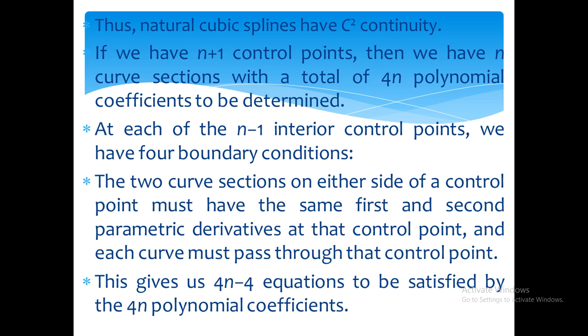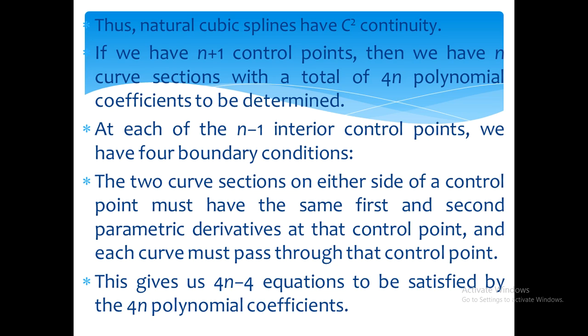How 4? First order derivative: the first piece's end point first order derivative, and the second piece's starting point first order derivative, right? Then the first piece's end second order derivative, and the second piece's starting second order derivative. There are 4 boundary conditions like this. The 2 curve sections on either side of the control point must have the same first and second parametric derivatives at that control point.